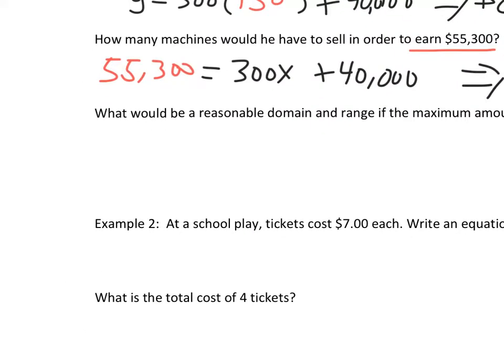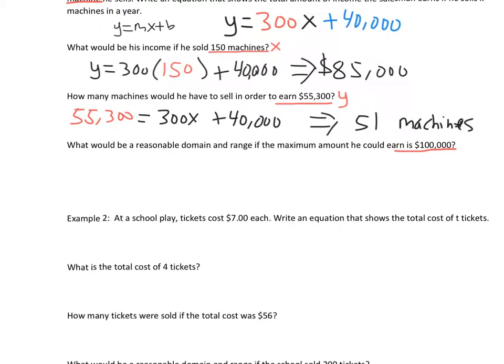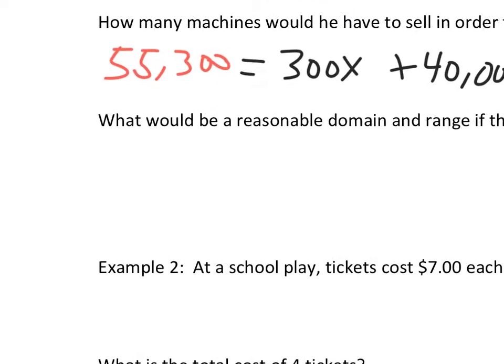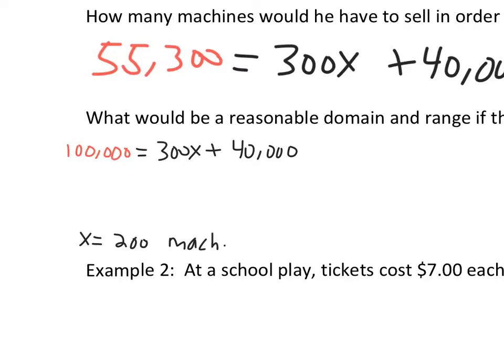All right, so we know the maximum amount he can earn is 100,000, right? So first, we want to figure out how many machines he has to sell to get to $100,000. Okay, so let's go ahead and plug in 100,000. So we got 100,000 is equal to 300x plus 40,000. Okay, and I want you guys to practice solving for x there, but the number you should arrive at is 200. So x is equal to 200 machines. All right, make sure you practice solving for x there.